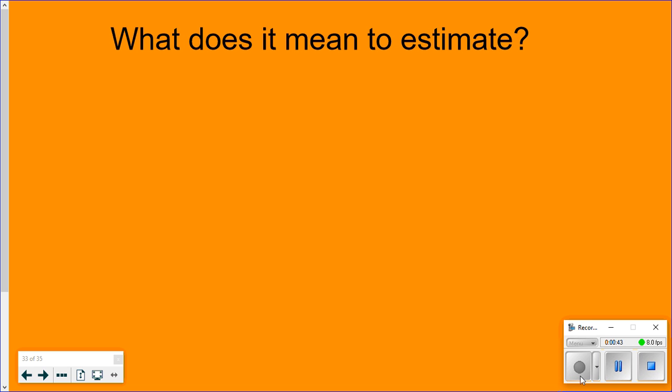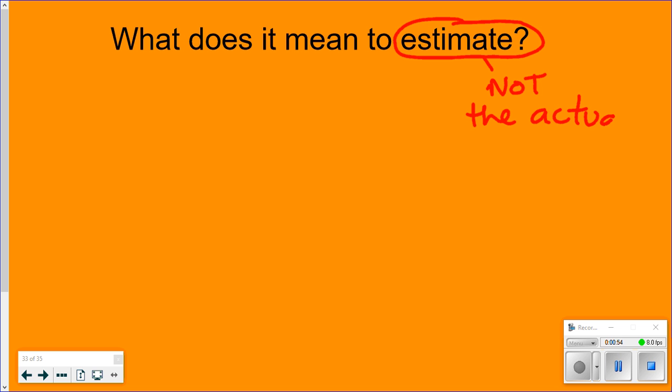It is a guess. It is not the actual answer. This is really hard sometimes for third graders because you are so trained that you want the right answer. You want the exact answer. But sometimes it's hard for you to say, oh, well, here's a close to answer.